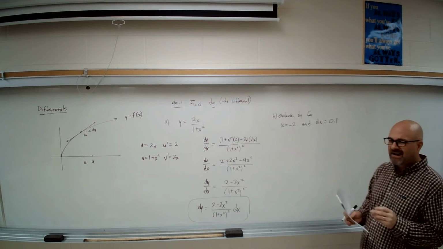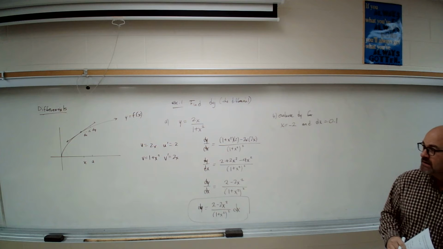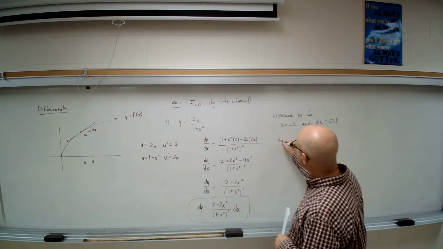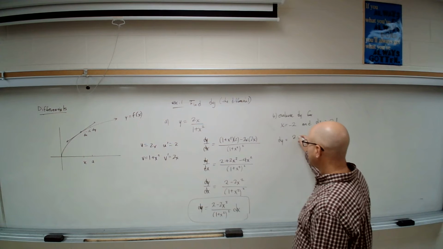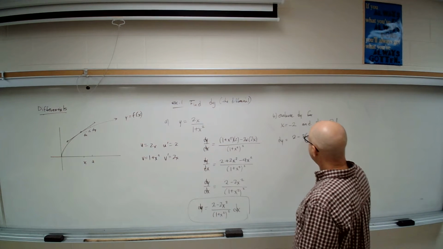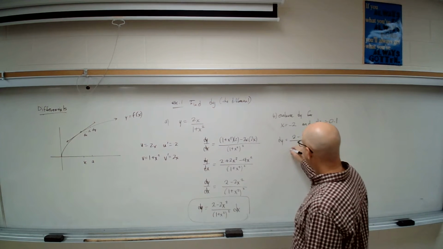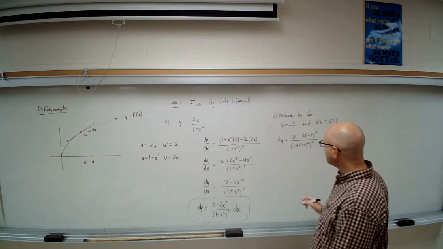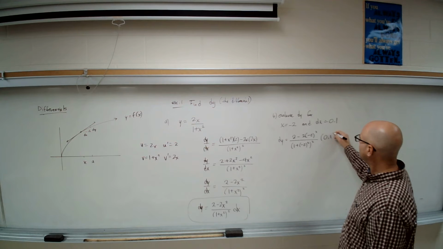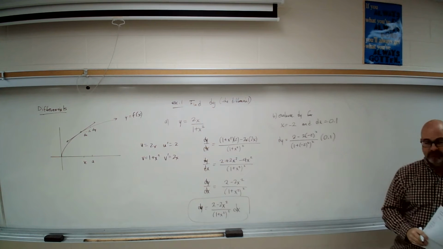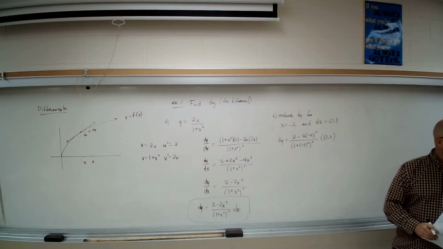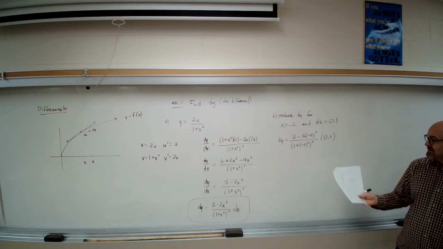So you have to kind of pay attention to that. We're not getting too super involved with that. So let's see. For dy, we're going to get 2 minus 2 times negative 2 squared over 1 plus negative 2 squared, squared, times 0.1. So again, just plugging in. And it should be pretty simple numbers that we can evaluate by hand.